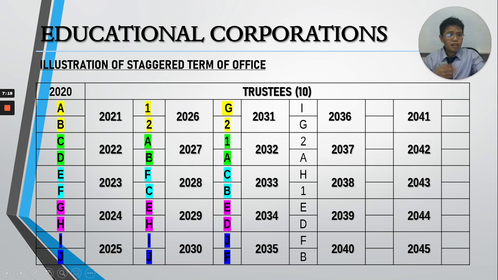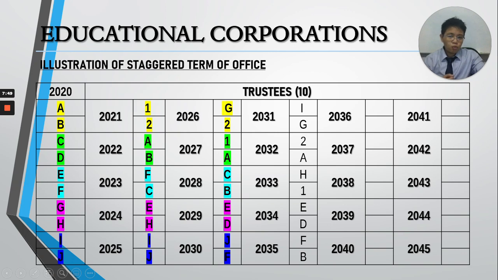Remember, 1/5 ng number nila every year, nag-expire yung term. So, F and C, yung bagong na-elect. 2024, yung term ni G and H na 4 years, it expired. So, inelect si E and H. And lastly, 2025, nag-expire yung 5-year term ni I and J. So, nagkaroon na naman ng election for trustees and I and J na naman ang nanalo.